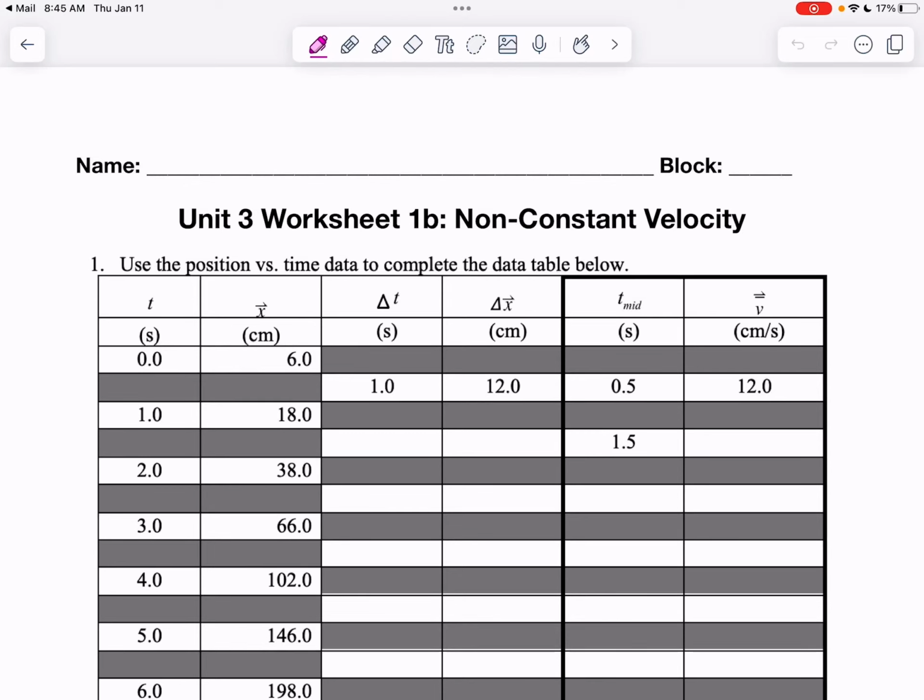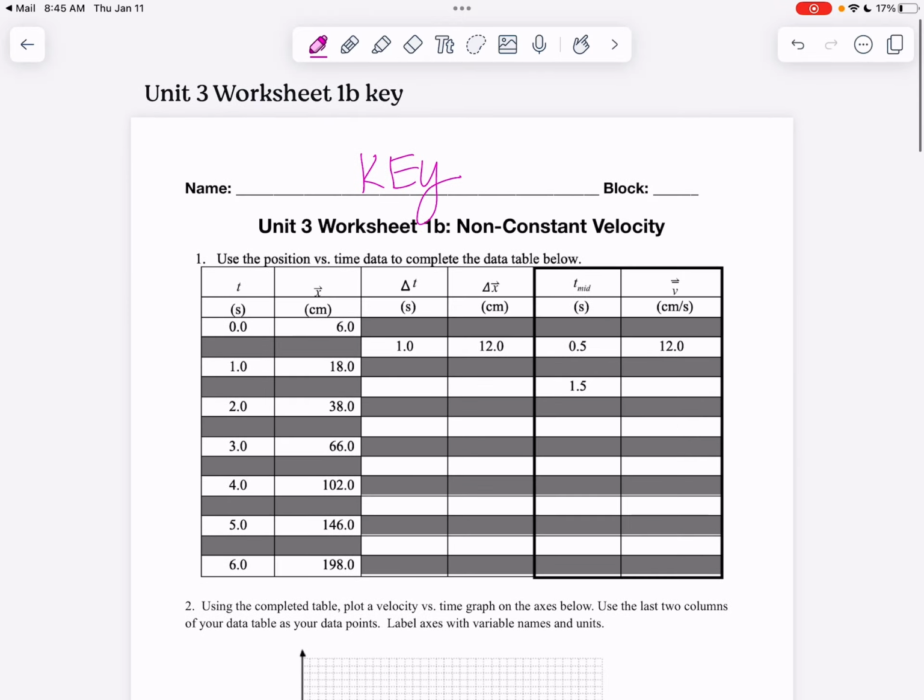All right, here's a little help on worksheet 1B, in case you need it for any reason. So here's our data from 1A. You can see the position versus time data on the left. These little arrows up here just mean it's a vector, which means it has a direction, positive or negative, so don't worry too much about it.